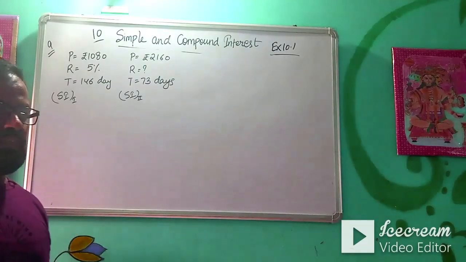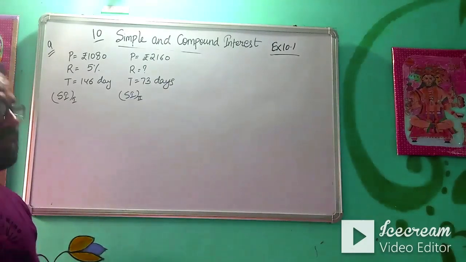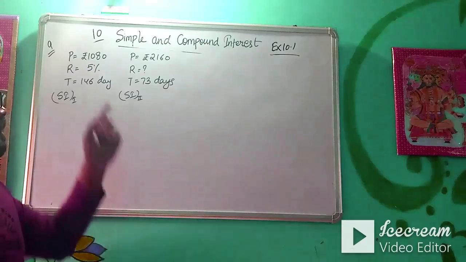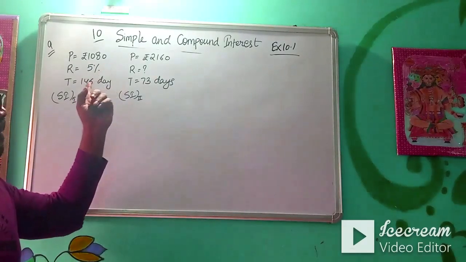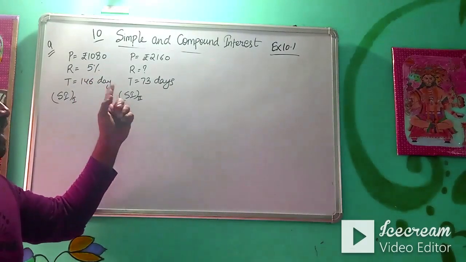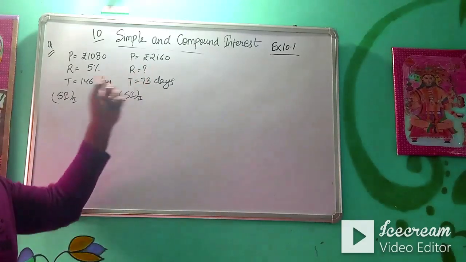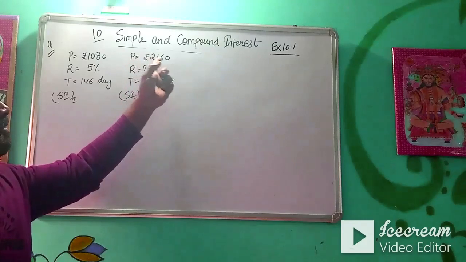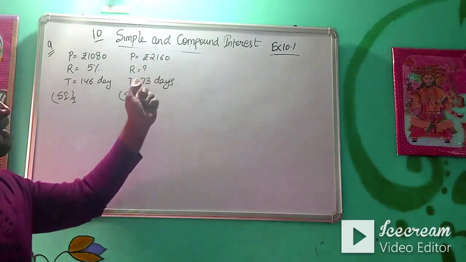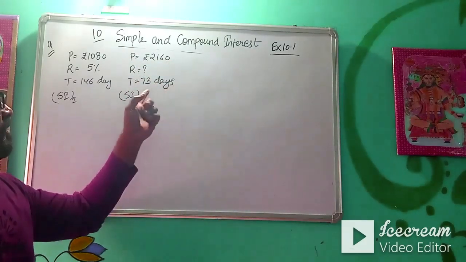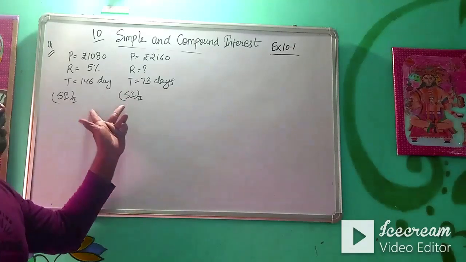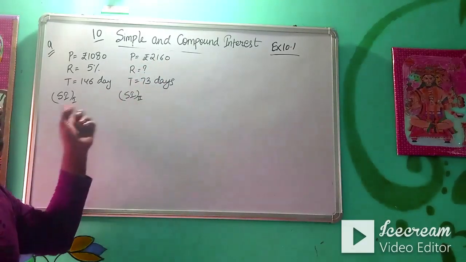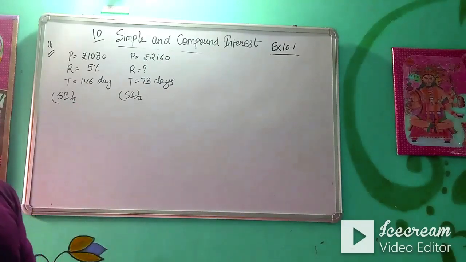Let's see question number 9. In this it is given that the simple interest on 1080 rupees at 5% per annum for 146 days is the same as the simple interest on 2160 rupees for 73 days. Both simple interests are the same, so we have to calculate the rate at which these two simple interests become the same.